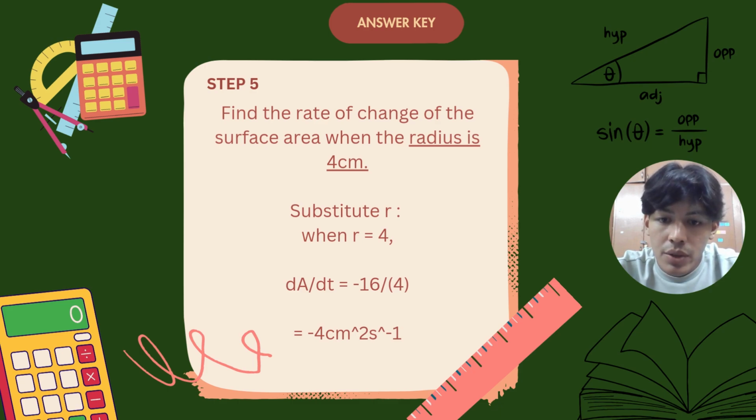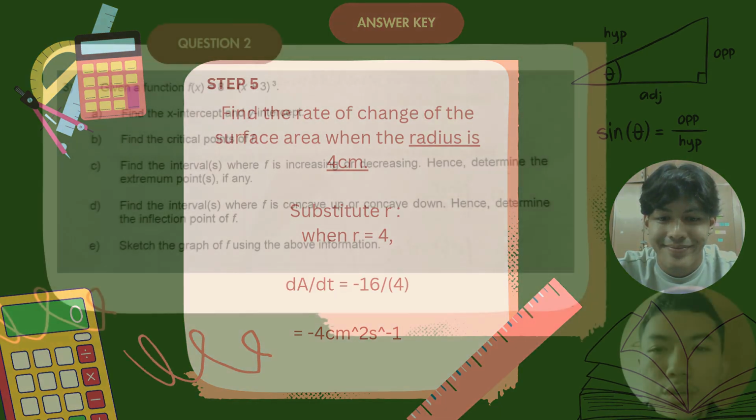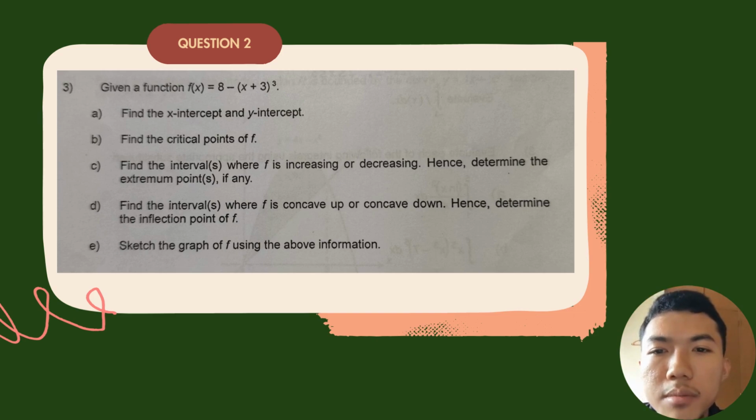So we substitute into our dA/dt, which is negative 16 over 4. So we get negative 4 cm² per second. So that is the answer for question 1. So we go to the second problem statement.